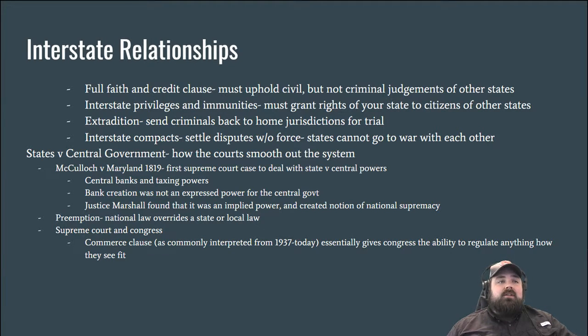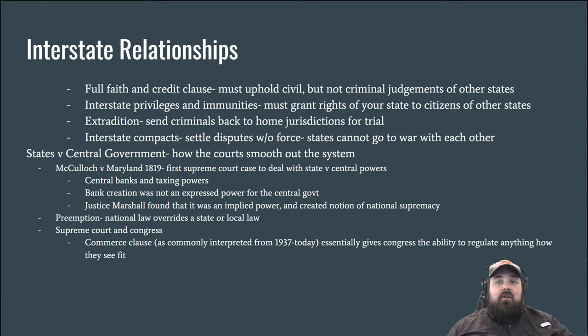So the Chief Justice, Justice Marshall, found that there is an implied power that the federal government, because they are given the ability to regulate commerce, can create a bank. It's implied by the Constitution that they had this power. So in doing that, they created this finding of national supremacy. When there is a conflict between federal law and state law, federal law trumps it. It is supreme over it.